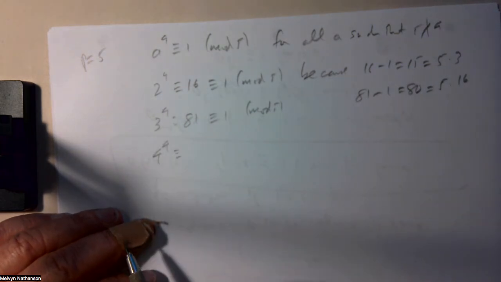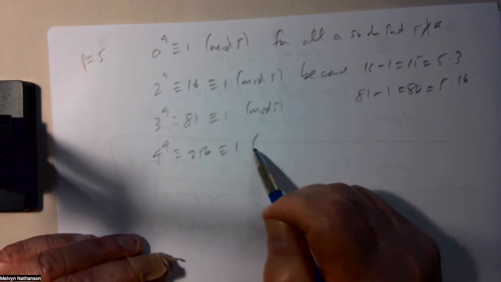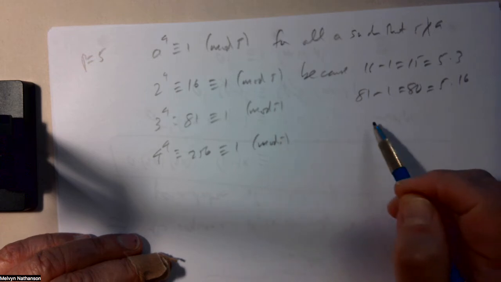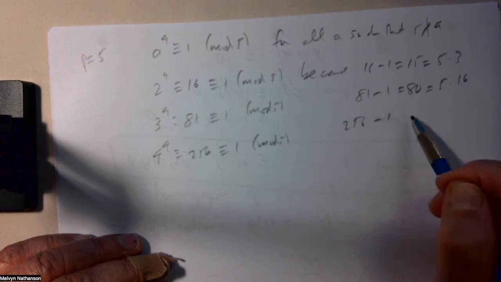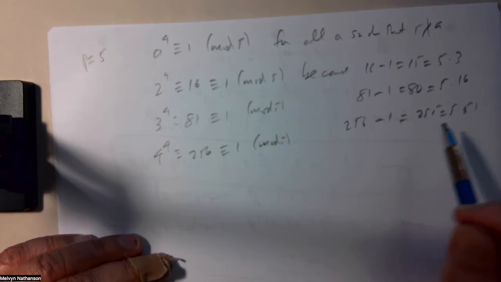4 to the 4th, what's 4 to the 4th? That's 2 to the 8th. 2 to the 8th, I think, is 256. It's congruent to 1 mod 5, because 256 minus 1 is 255, which is 5 times 51.